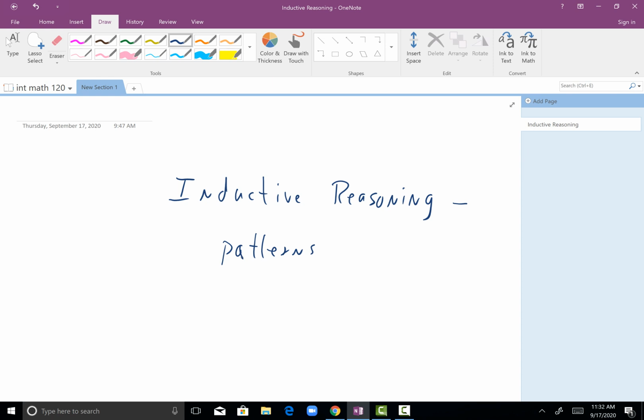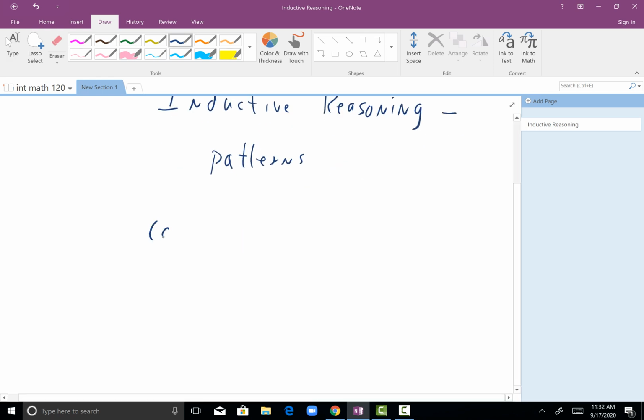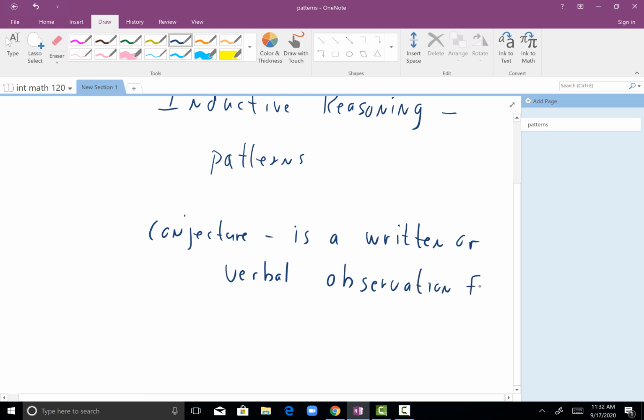We're going to use inductive reasoning throughout the whole class, looking at different patterns that we see. What do we notice from the things that we're testing, and then we can come up with a reasoning for that. And we call that a conjecture. A conjecture is a written or verbal observation from a pattern.